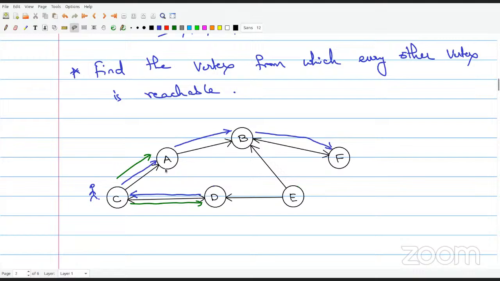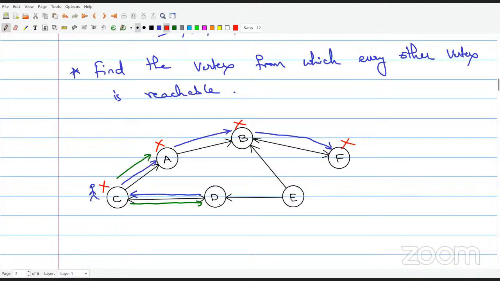So you pick one vertex, A. Where can I reach? From A I can reach only B and F. Nothing else. So A is also ruled out. From B I cannot go anywhere except F. So B is also ignored. So it is not C, not A, not B. And from F I can only come back to B. I can't reach any other vertices. So F is also ruled out.